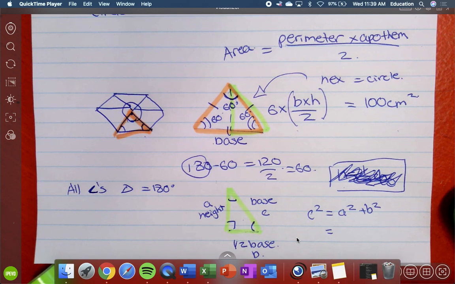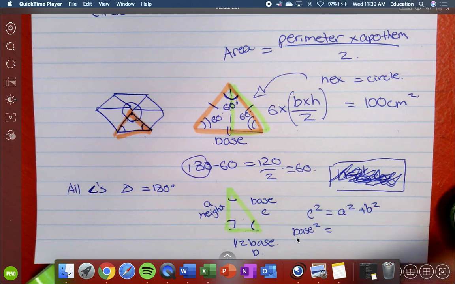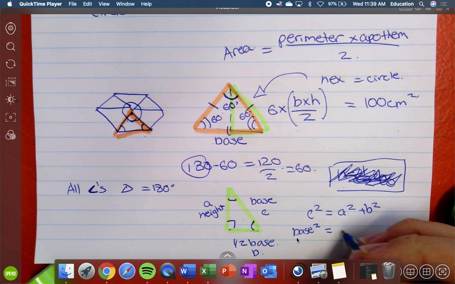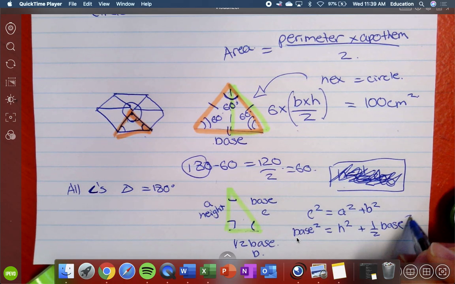So here. So for c squared, I really have base squared. For a squared, I have height squared, plus half of base squared.